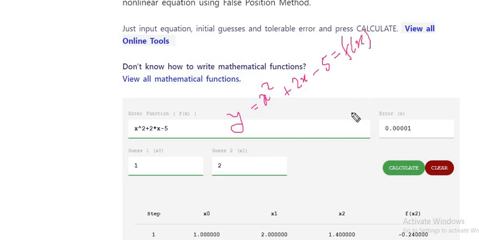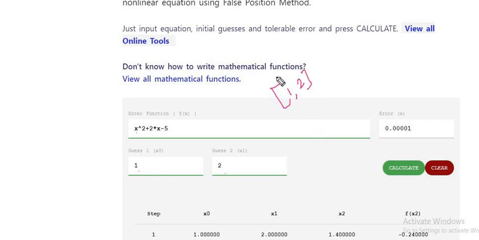Now we need to check for which values the function changes from positive to negative. So this will be our interval. In between this interval, the root of the function will lie. Just check that for x equal to 1 and for x equal to 2, the function value changes from positive to negative. So obviously our interval can be considered as 1, 2.